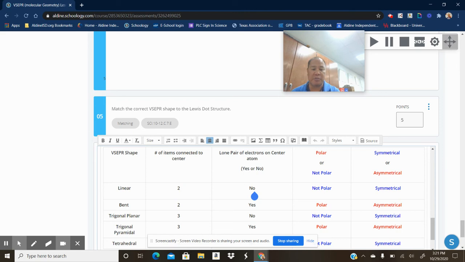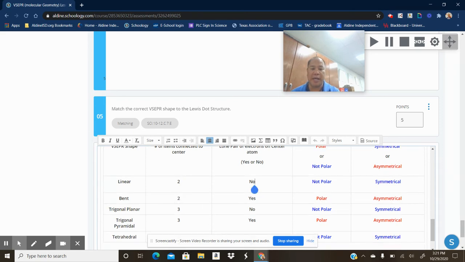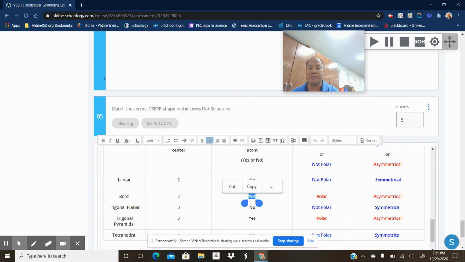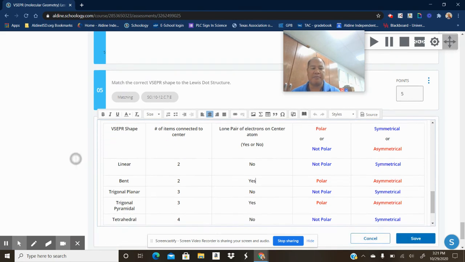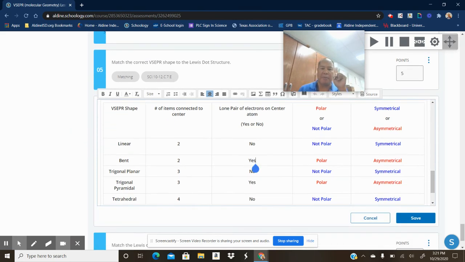Bent also has two bonds, but it also has a lone pair. So that tells me once we have a lone pair of electrons on the center, it's instantly polar. The electrons are not being shared equally, therefore it's going to be asymmetrical. So of all the different shapes, the ones that have a lone pair of electrons on the center atom, bent and trigonal pyramidal, are polar molecules.